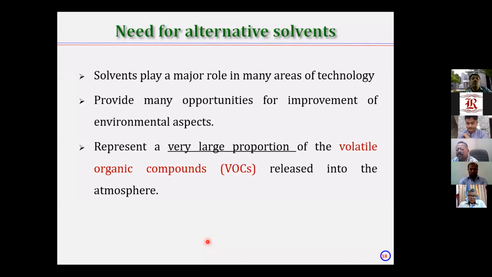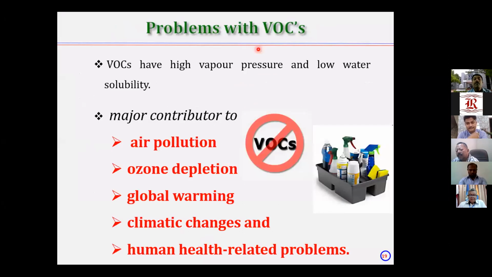And once we say solution phase research is dominant, the solvents are the key, and solvents make up the majority portion of this kind of research. Unfortunately, these solvents represent a large portion of volatile organic compounds. Due to their high vapor pressure and low water solubility, they create so many other problems. Other than facilitating the research in a better way, this also brings more problems, including global warming, climate change, ozone depletion, air pollution, and human health related issues, to name a few.